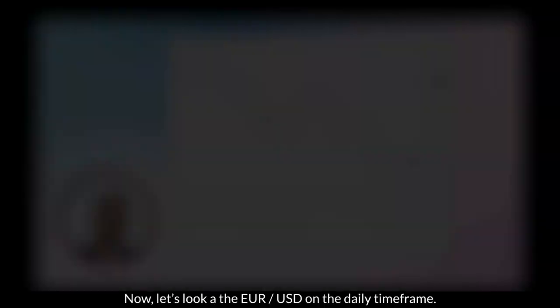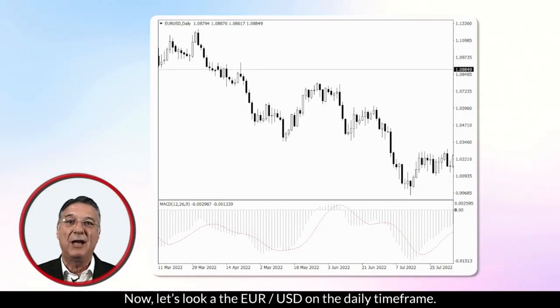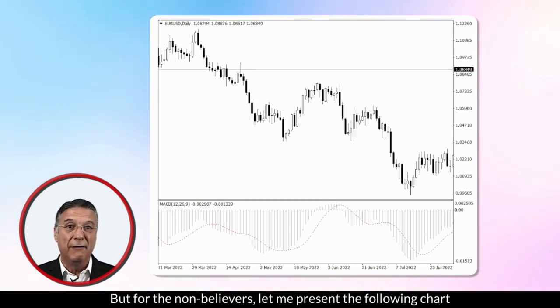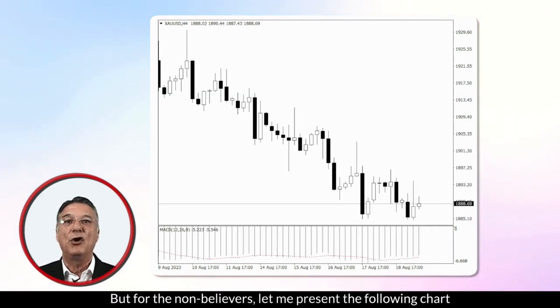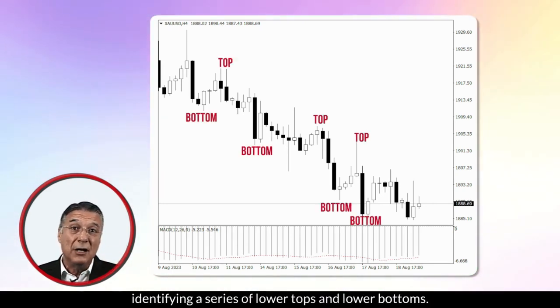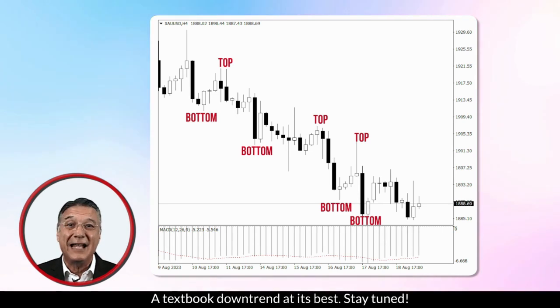Now, let's look at the Euro-USD on the daily time frame. I am sure you will agree with me that this is a downtrend, right? But for the non-believers, let me present the following chart identifying a series of lower tops and lower bottoms. A textbook downtrend at its best. Stay tuned.